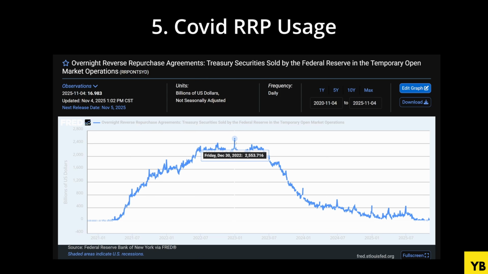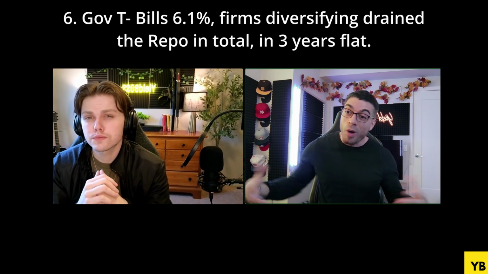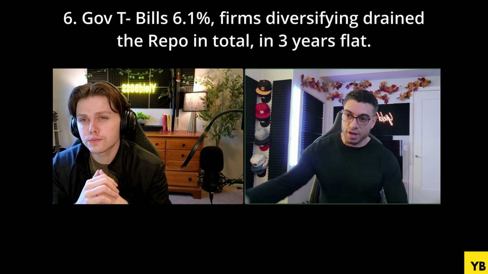As you can see in the chart, the repurchase markets went from a high of 2.5 trillion December 30th, 2022, all the way down to 4 or 8 billion by October 2025. So why did this happen? And it all comes down to government spending.